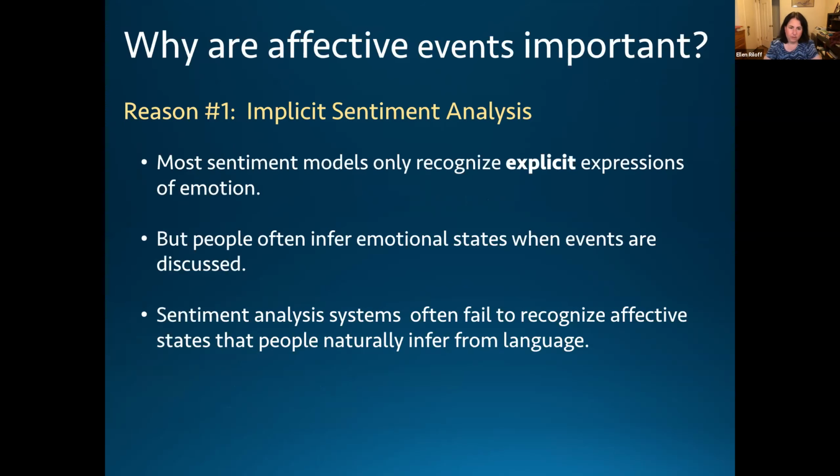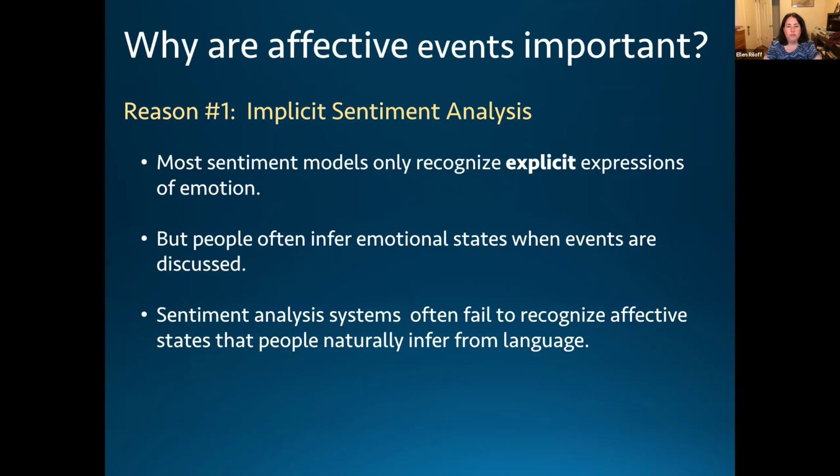So first of all, it's an important part of implicit sentiment analysis. So some of you may know there's been a lot of work in NLP on trying to recognize positive and negative sentiments and more specific emotions in text. But most of that work has focused on recognizing explicit expressions of emotion. When someone explicitly says that they were happy or sad, maybe they use a complex expression like someone was driving them up the wall, but still they explicitly stated their emotion.